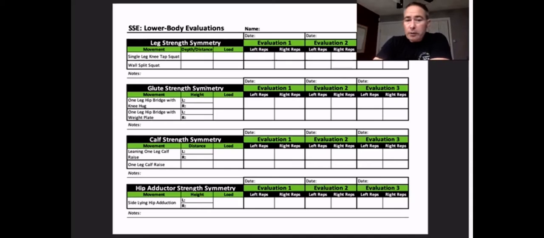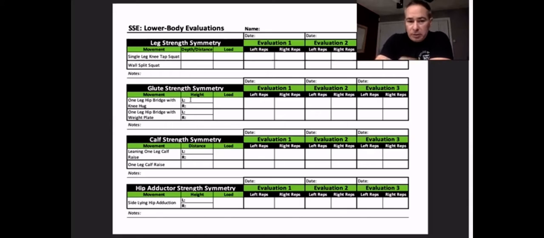Okay, now let's move on to the glute strength symmetry. So if you're doing either one of the hip bridge variations, whether with or without a weight plate, obviously if you're stronger, you would use the weight plate, you would record the height of how high that knee went of the elevated leg, the non-working leg.